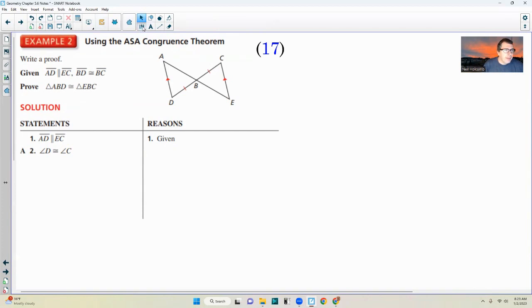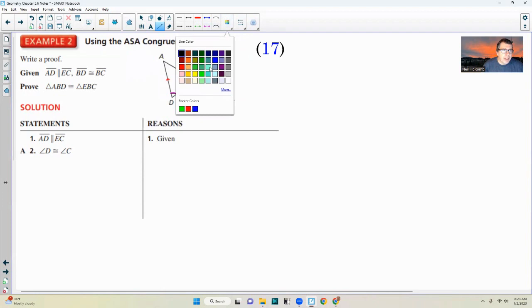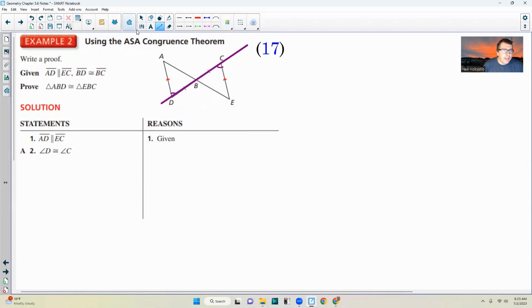Okay, so this is what they're labeling. Angle D is congruent to angle C? Well, if these are parallel lines and DC is a transversal, let me draw that so you can see it more clearly. Let me make it purple. If I drew this right here, hopefully now you can see that that is a transversal cutting through these two parallel lines. Okay, so when we have transversals, we have what are called alternate interior angles. These angles are in between the two parallel lines.